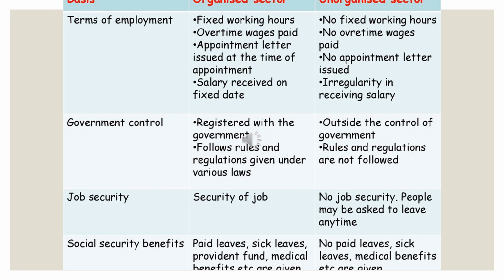The organized sector is registered with the government. The rules and regulations of the government are followed. The unorganized sector is outside the control of the government. Rules and regulations of the government are not followed. There is job security in the organized sector. There is no job security in the unorganized sector. People may be asked to leave anytime. Now, paid leaves, sick leaves, provident fund, medical benefits are all given to the employees in the organized sector. The same are not given to the employees in the unorganized sector.